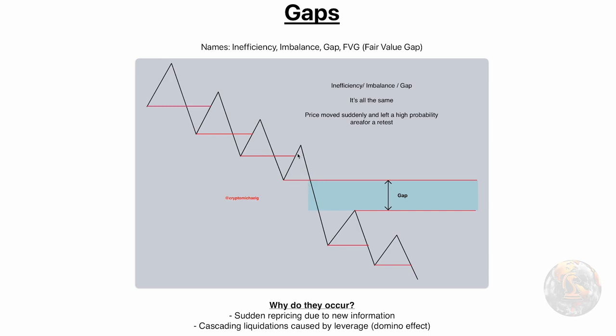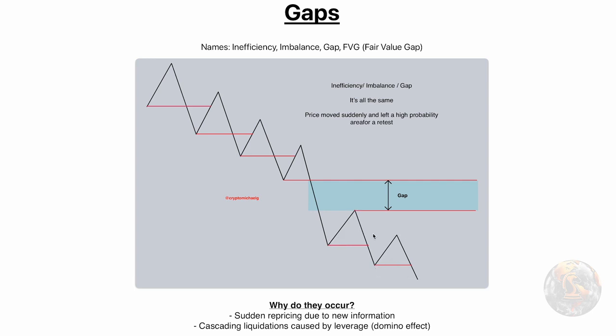Let me stick with that same example. Let's imagine price was here. You then get the news about a hacked crypto protocol. People panic to sell, which breaks it below this low. Then the liquidations occur, which causes the domino effect, which brings us all the way down here until we finally find support. And then it bounces up, bounces down, bounces up.